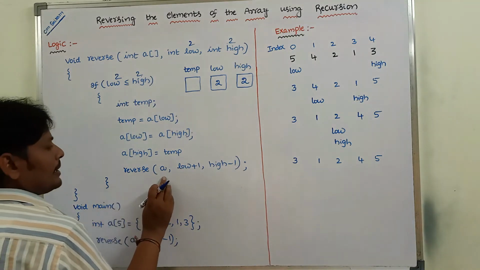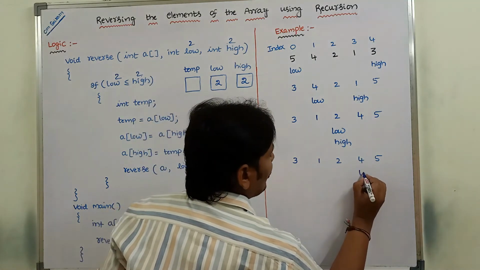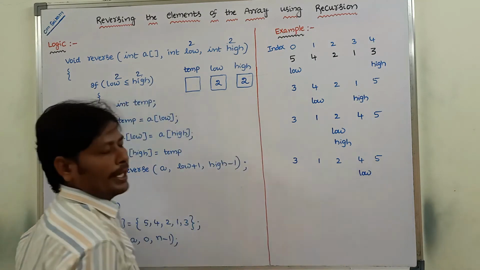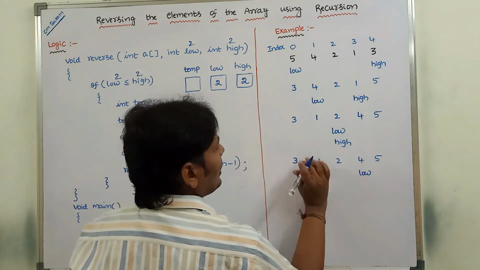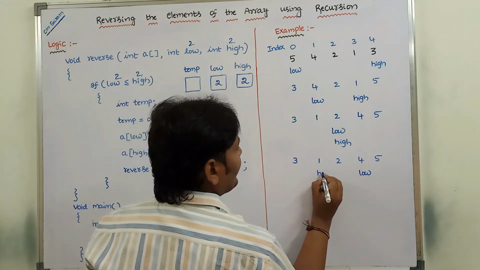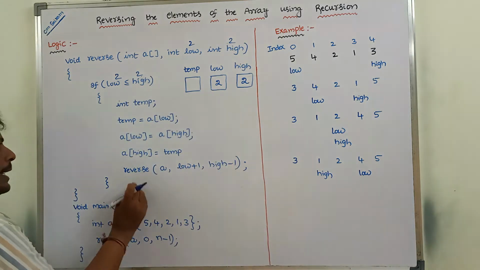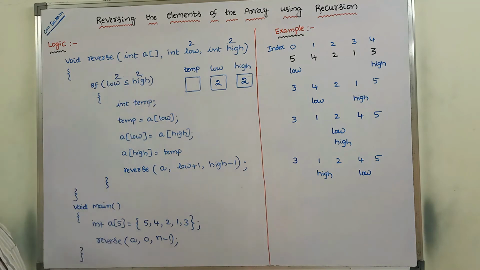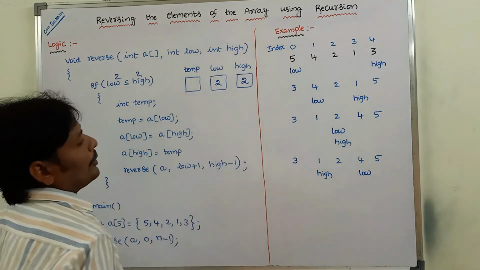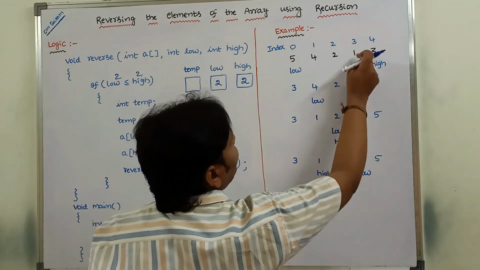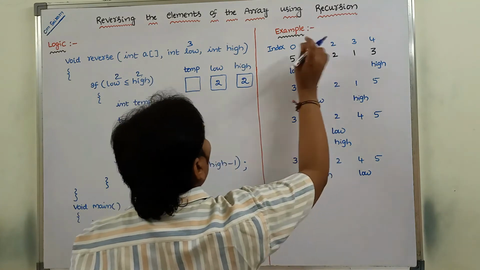After that, reverse A, low plus 1. Here the low value is incremented, and the high value is decremented. Previously the high value was here, now it is decremented to this one. Now, again the same function is called here. So what is the new low value? The low index is 3, and the high index is 1.